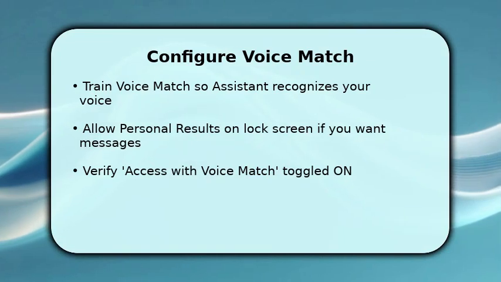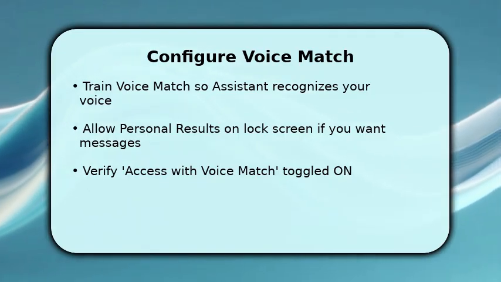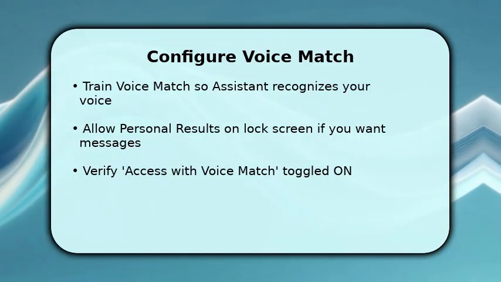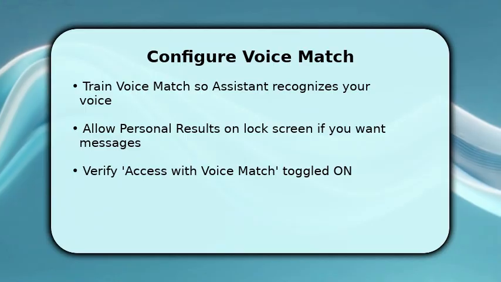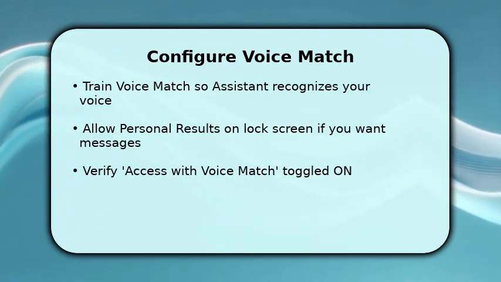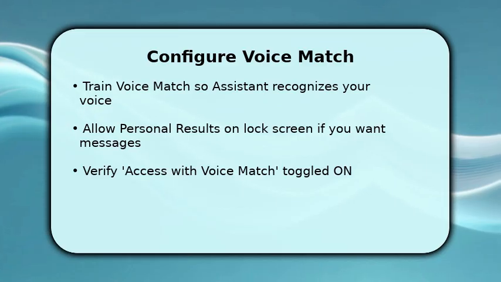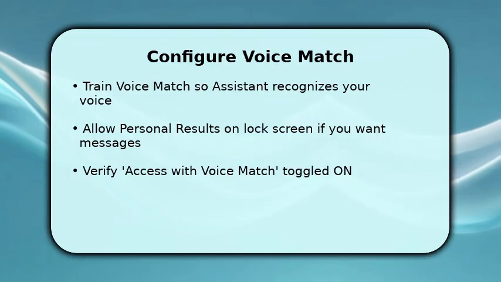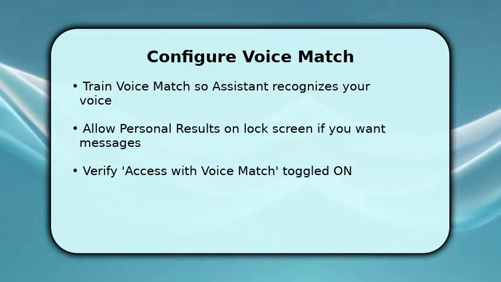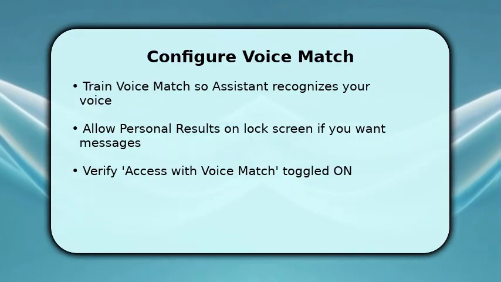Now you train voice match and give Assistant the right lock screen rights. You say Hey Google a few times to record your voice. The device learns your speech pattern to avoid false activations. Then enable personal results on the lock screen if you want calendar, messages, or reminders read aloud. Make sure access with voice match and microphone permissions remain on. Once voice match is trained, Assistant will respond securely to your voice even when the screen is off or locked.